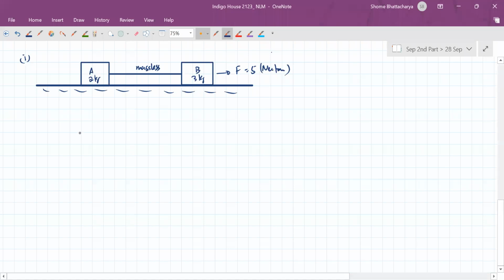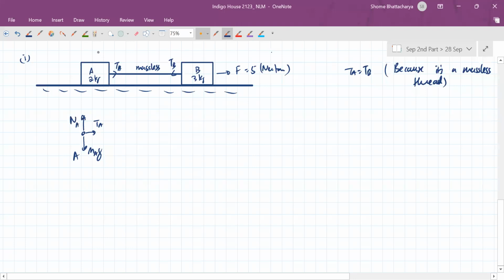Okay. So when you make the free body diagram for block A, you can see that if the tension at this end is TA, actually you know that TA should be equal to TB because it's a massless thread. Okay, but even if you assume that the tensions are different, you'll be able to show that the values are ultimately the same. So this is for the block A.